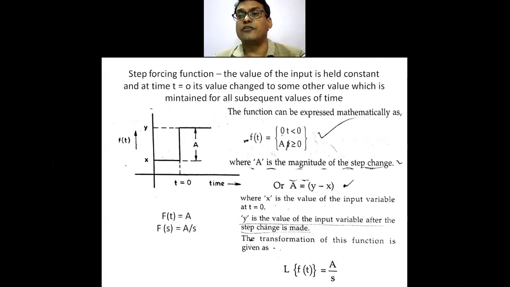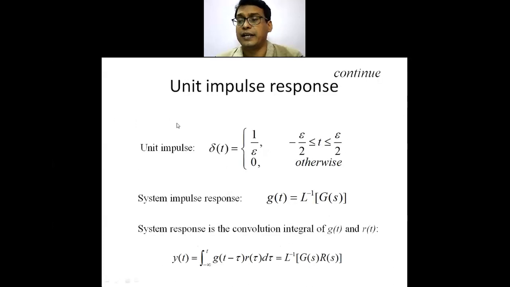So the constant value is nothing but the body temperature. This is what the input temperature is. Body temperature is nothing but the input temperature. And its value changes to some other value. That means my body temperature has been changed to 98.6 degrees Fahrenheit, and it is maintained constant throughout. That means initial temperature is 95 degrees Fahrenheit, and body temperature is 98.6 degrees Fahrenheit.